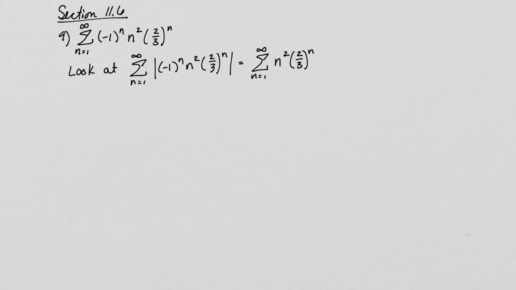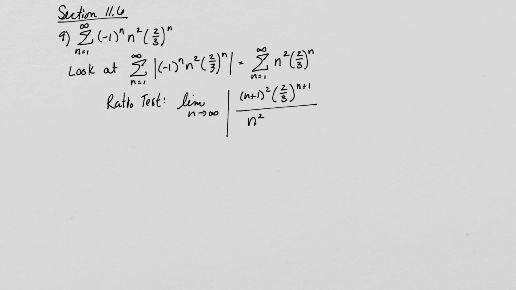And so I'm going to do the ratio test. I have some stuff raised to the n power, so I think it'll actually work out pretty decently. You probably could have done the root test as well. But I'm going to try the ratio test. So we're going to look at the limit as n approaches infinity of the absolute value of n plus 1 squared times 2/3 to the n plus 1 divided by n squared times 2/3 to the n.